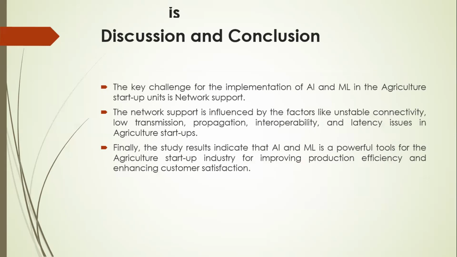So to discuss and conclude, the key challenge of implementation of AI and ML in agriculture startup units is the network support. That part was considered in the analysis itself. Network support is influenced by factors like unstable connectivity, low transmission, propagation, latency issues, etc. And finally, the study results indicate that AI and ML, sorry, I did not consider IoT there, is a powerful tool for the agriculture startup industry for improving production efficiency and enhancing customer satisfaction. So this is the conclusion of the entire paper.